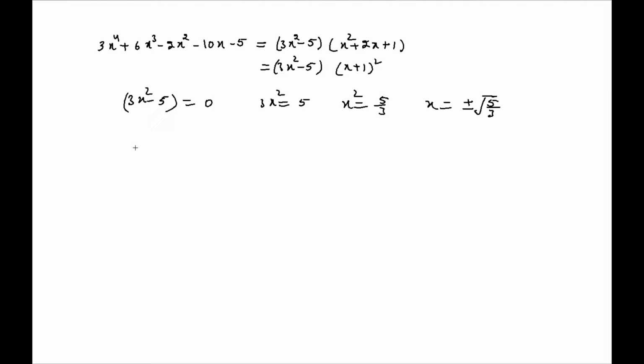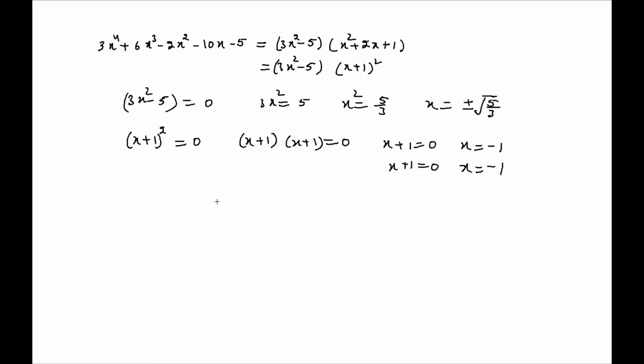When (x + 1)² is equal to 0, it means x + 1 and x + 1 is 0. x + 1 is 0 means x is equal to −1. So it has 4 zeros: one is under root 5/3, minus under root 5/3, −1 and −1. These two zeros are already given to us and the required zeros are −1 and −1.